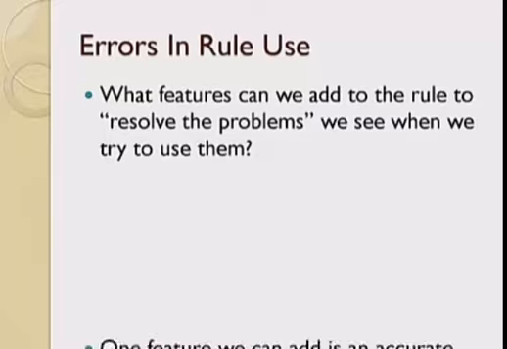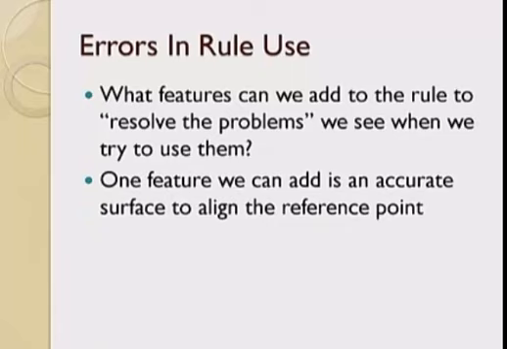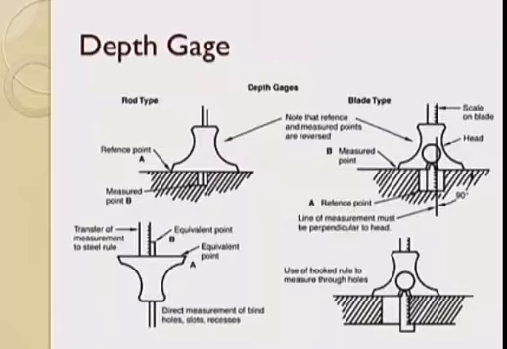What features can we add to the rule to resolve the problems we see when we try to use them? One feature we can add is an accurate surface to align the reference point. Here we've developed a depth gauge, that is a steel rule that goes down into a hole, but it is supported along the reference surface by a foot, or we call it a head. The head is precision ground, so it is flat and perpendicular to the rule, which assures a line of measurement that is accurate. We can also put a hook on the bottom side, so that we know we have actually reached the bottom of the hole. If it's a through hole, it may be difficult to see from the top of the hole, but the hook will give you a positive stop.